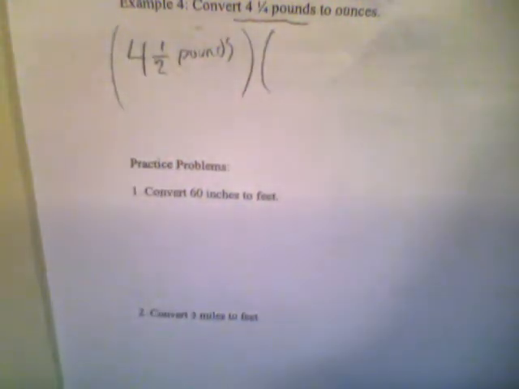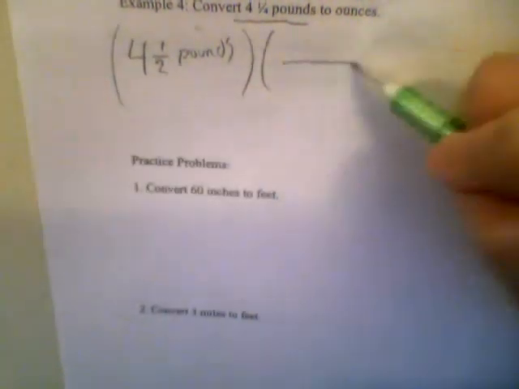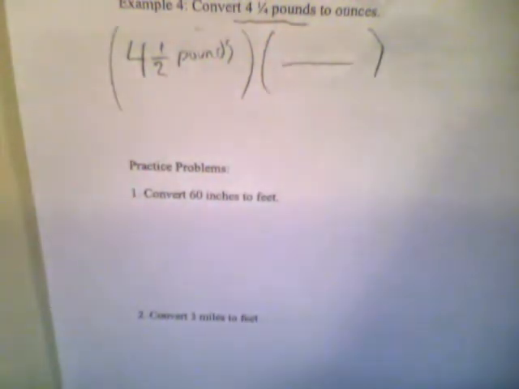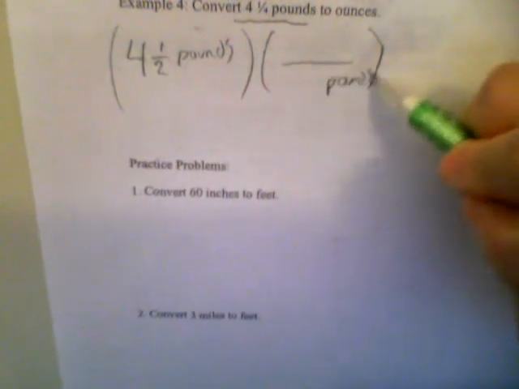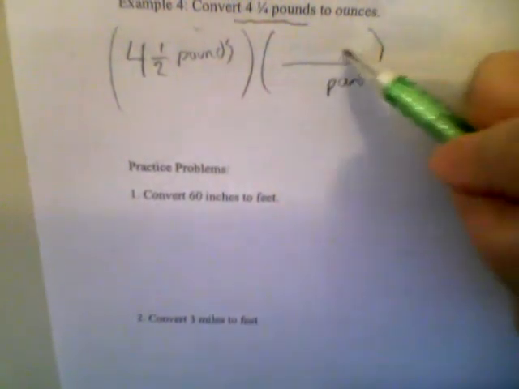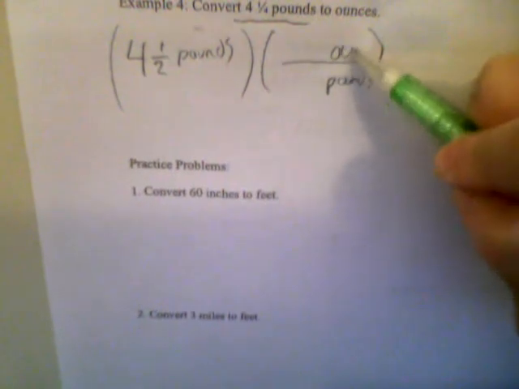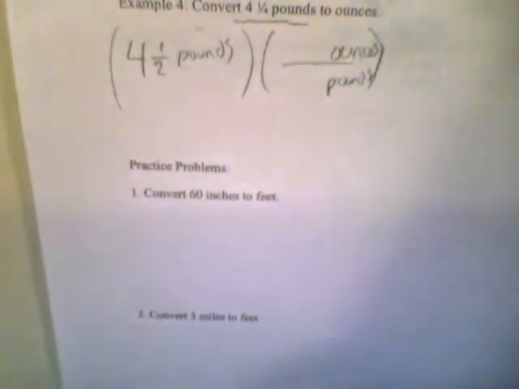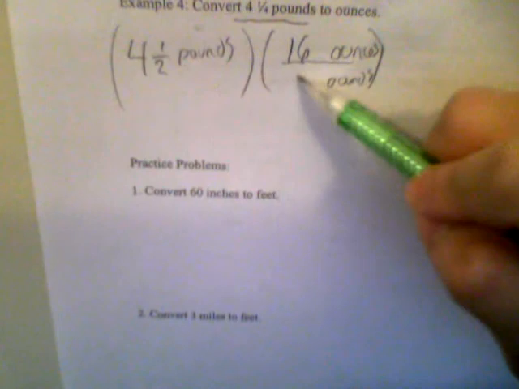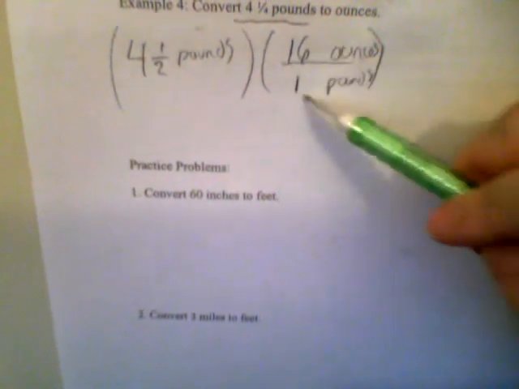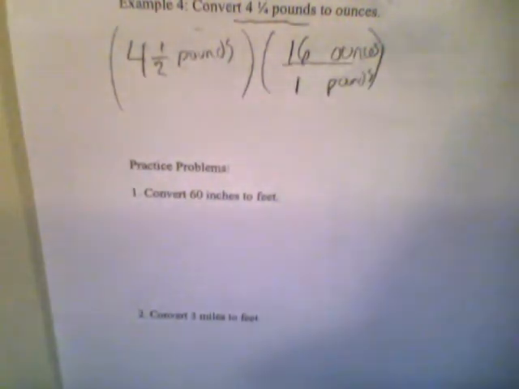Now I'm going from pounds to ounces, which means I want to end up with ounces. So my pounds at some point are going to have to cancel out. So I'm going to put my pounds unit on bottom, and then because I want to end with ounces, I'm going to put my ounces on top. Now I just have to fill in my numbers. I know that 16 ounces is equivalent to 1 pound. So I'm going to put 16 over 1. So now I just have to multiply 4.5 times 16.